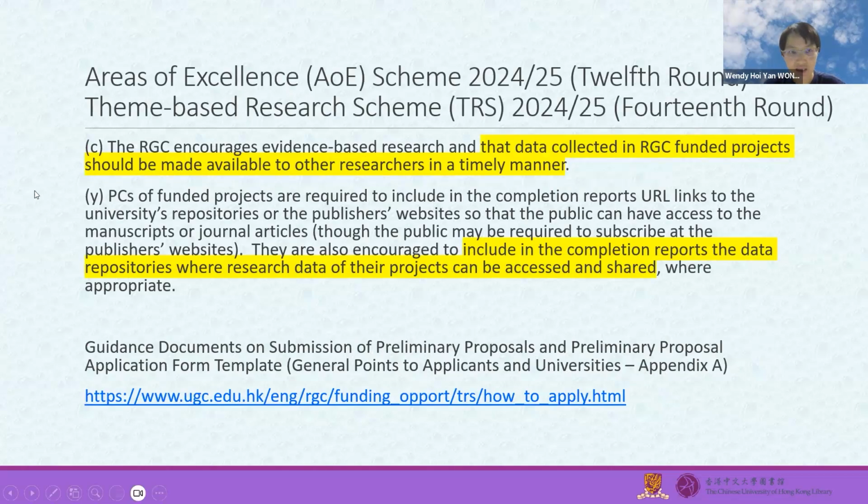For example, UGC, the AOE and the TRS scheme both ask you to share your data in a timely manner at the end of your research project. Furthermore, in the completion report of your research projects, you have to state where you deposit your research data, in which data repository, so that someone else can access and share them.